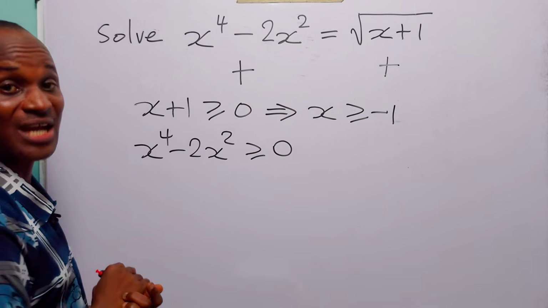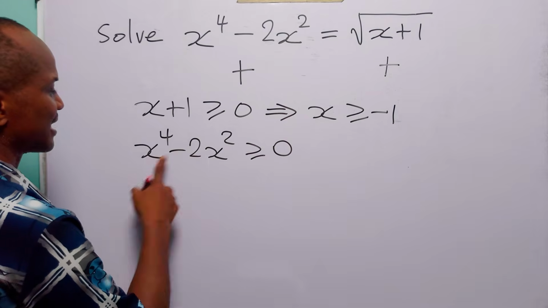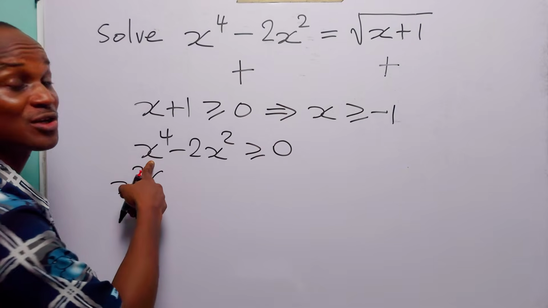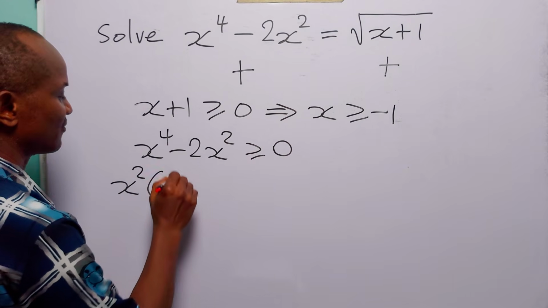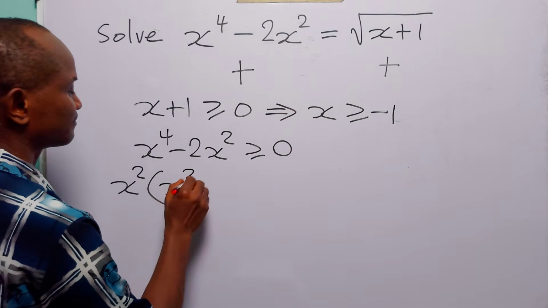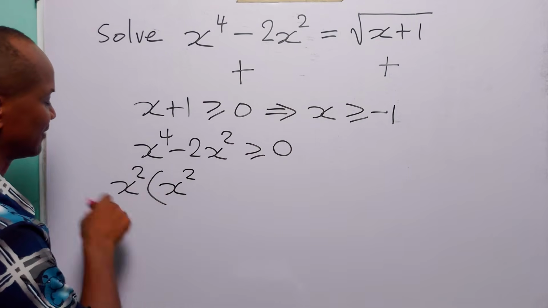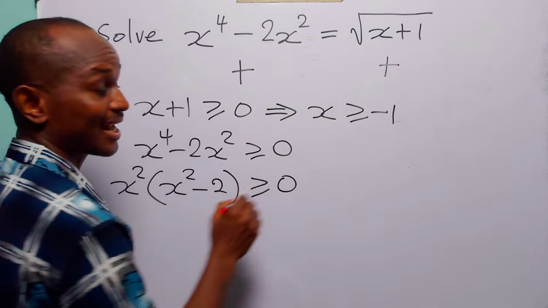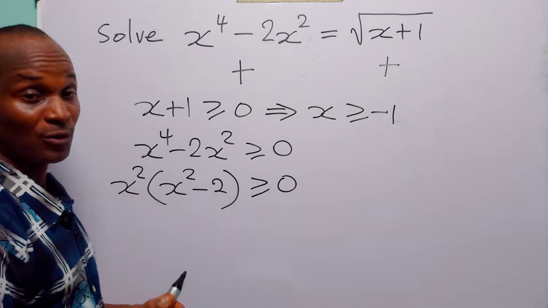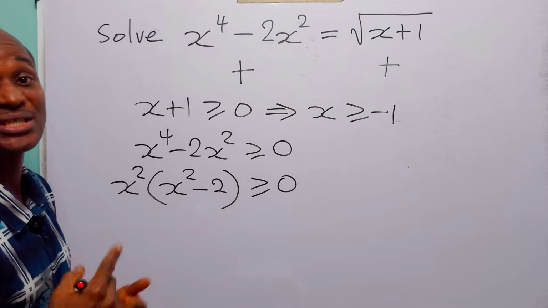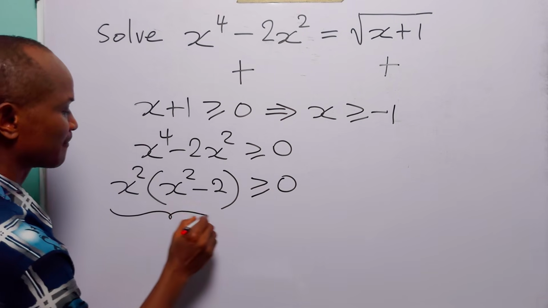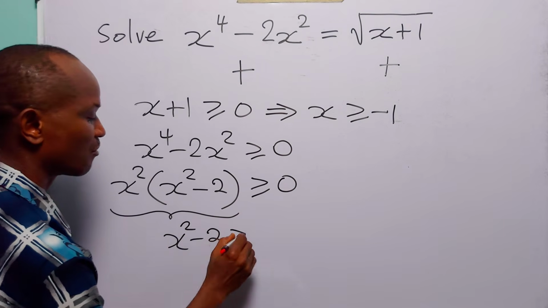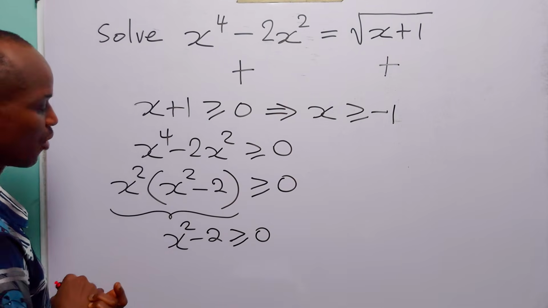Now, we can factorize the left-hand side of this inequality. These two terms have a common factor, which is x^2. So we have x^2 times (x^2 - 2), because x^4 divided by x^2 is x^2, and -2x^2 divided by x^2 is -2. And this must be greater than or equal to 0. Now, you know that naturally x^2 is a positive quantity. So for this product to be positive, then x^2 - 2 must also be a positive quantity.